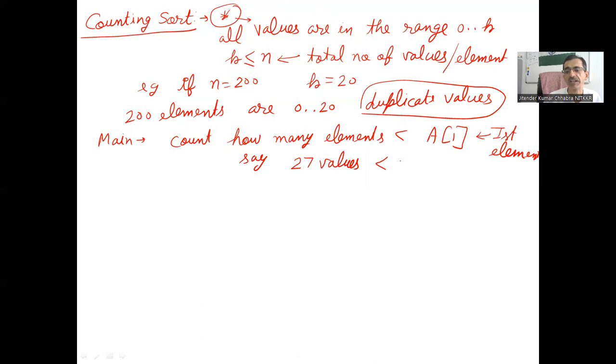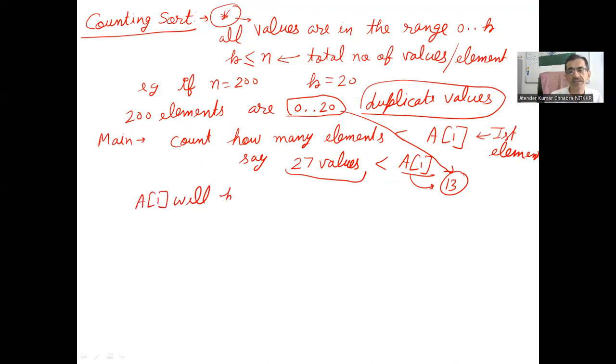For the time being, I will say less than. So if 27 values are less than A1, say A1 is 13, because the values are in the range of 0 to 20, so my A1 has to be something in that range. Now if 27 values are less than A1, I can claim that A1 will be placed guaranteed at the 28th position. Yes, this is what I want to do, and this will be possible.